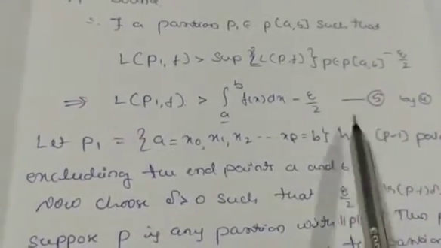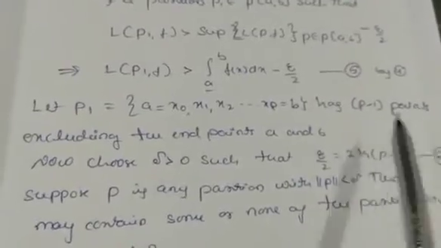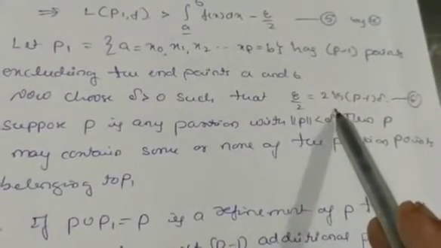Take this one as equation number 5. So let P1 be equal to, again you divide this interval into p minus 1 points excluding the endpoints here. Now we have to choose delta such that epsilon by 2 is equal to 2k into p minus 1 into delta. Take this one as equation number 6 as we have done in the previous case.